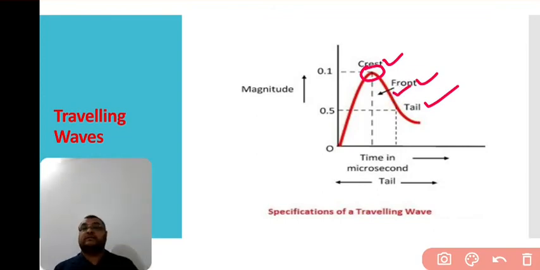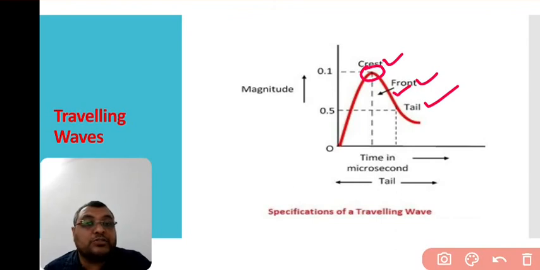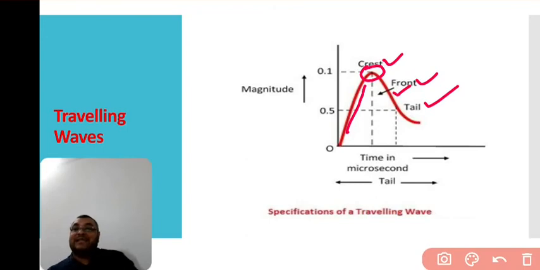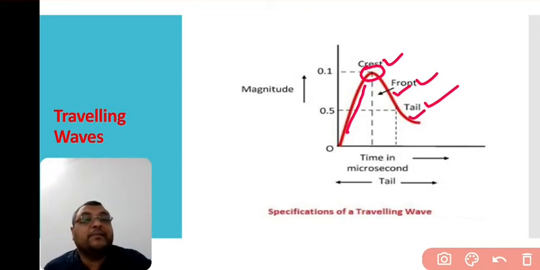Okay, next one, that is the front. It is defined as the portion of the wave before the crest, and is expressed in time from the beginning of the wave to the crest value in milliseconds or microseconds. It can be considered from the beginning of the wave, and further part, that is the tail. Okay, and the tail of the wave is the portion beyond the crest.